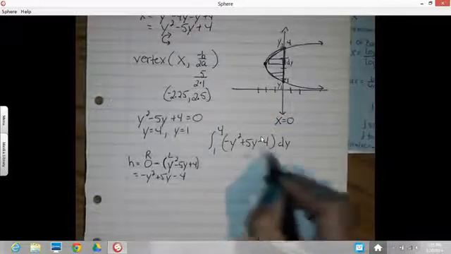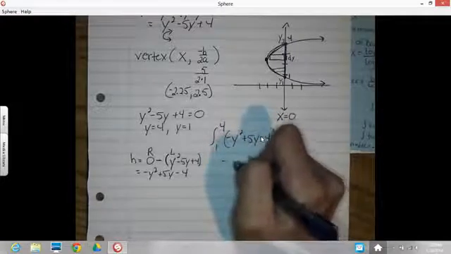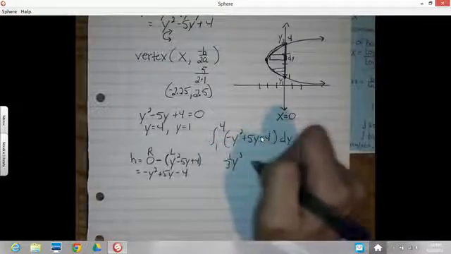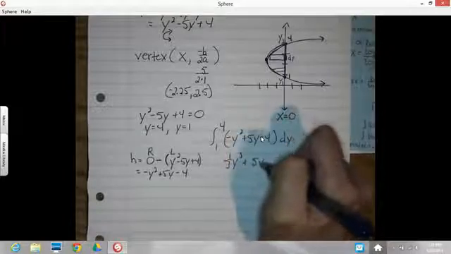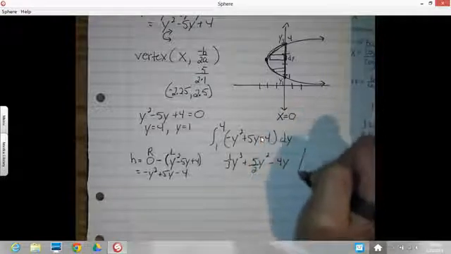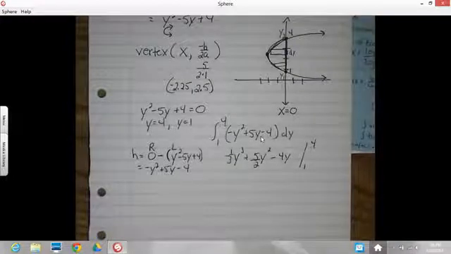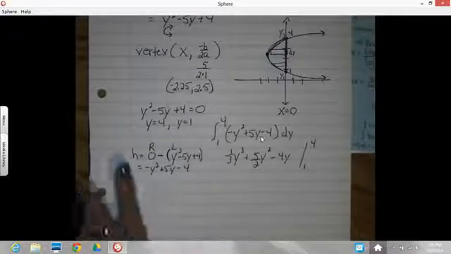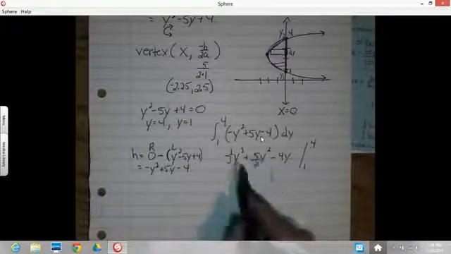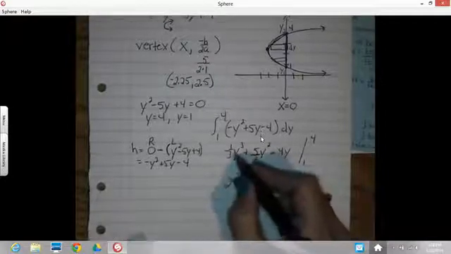So now we're ready to integrate. Add 1 to the exponent, multiply by the reciprocal, add 1 to the exponent, multiply by the reciprocal, add 1 to the exponent, and now we substitute in. If you put the 4 in here, you will get 2 2/3. Minus, putting in the 1, you will get a negative 1 5/6.